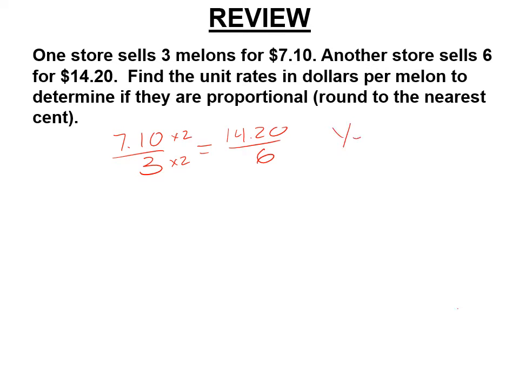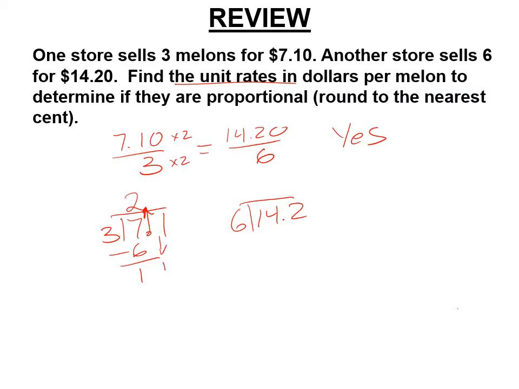So they are proportional, but it says find the unit rate. So now that we know they're proportional, we also know that they have the same answer, right? 7.1 divided by 3 should have the same answer as 14.2 divided by 6. So I'm going to do the easier one. 3 goes into 7 twice. 2 times 3 is 6. Remainder 1. Decimal goes straight up. The 1 goes down. 3 into 11. 3 times 3 is 9. Remainder 2. We're out of numbers. Bring down a 0. 3 into 20.